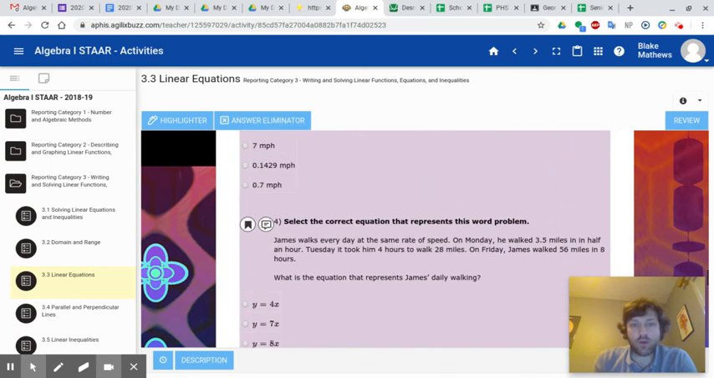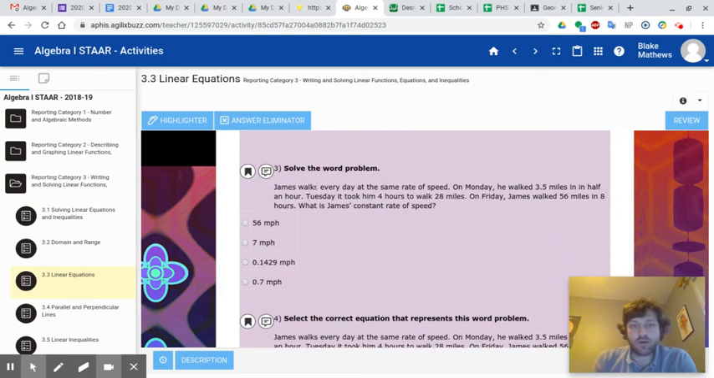Next couple are word problems. James walks every day at the same rate of speed. On Monday, he walked 3.5 miles in half an hour. Tuesday, it took him 4 hours to walk 28 miles. On Friday, he walked 56 miles in 8 hours. What is James' constant rate of speed?